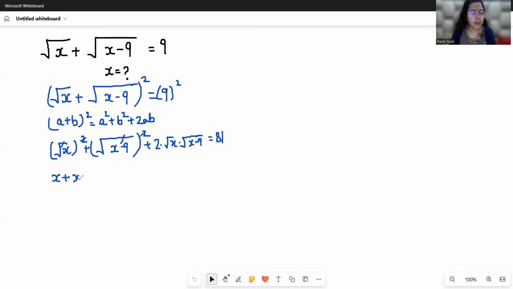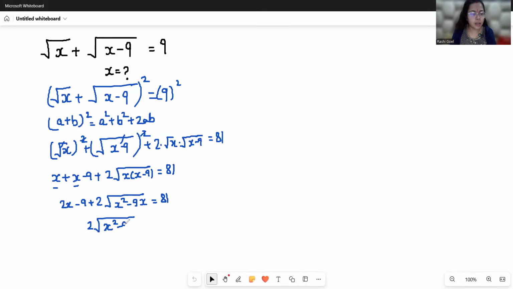So x + x − 9 + 2√(x(x−9)) = 81. So this x + x becomes 2x − 9 + 2 under root. This becomes x² − 9x. So 2√(x² − 9x) = 81. Take this 2x to the other side and 9 also. So 2√(x² − 9x) = 81 + 9, which is 90 − 2x.